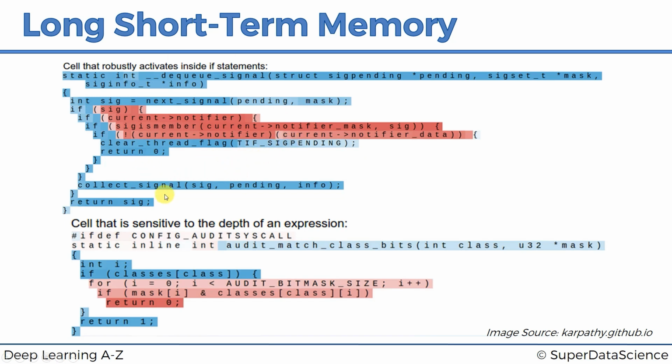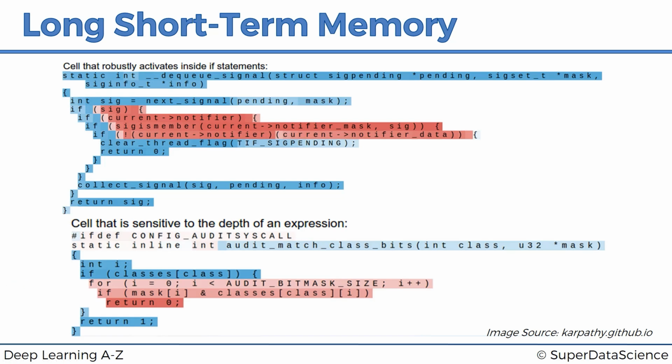That's pretty cool. And then here you've got another one where this cell is sensitive to how deep you are inside of a nested expression. As the expression gets more and more nested, this cell keeps track of that. So it's using this memory to keep track of it.